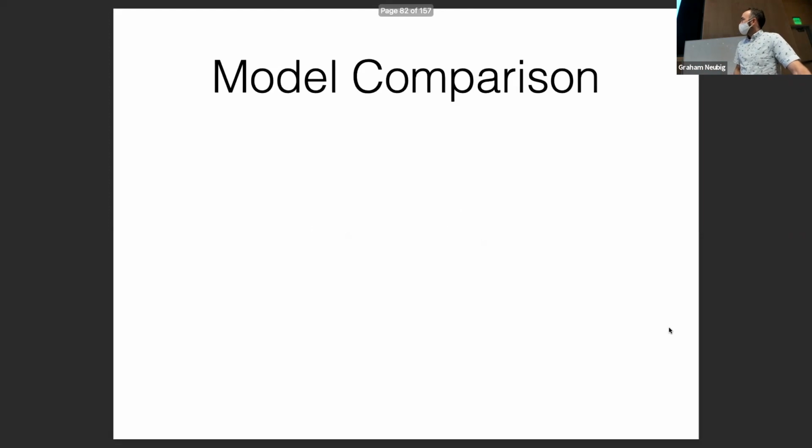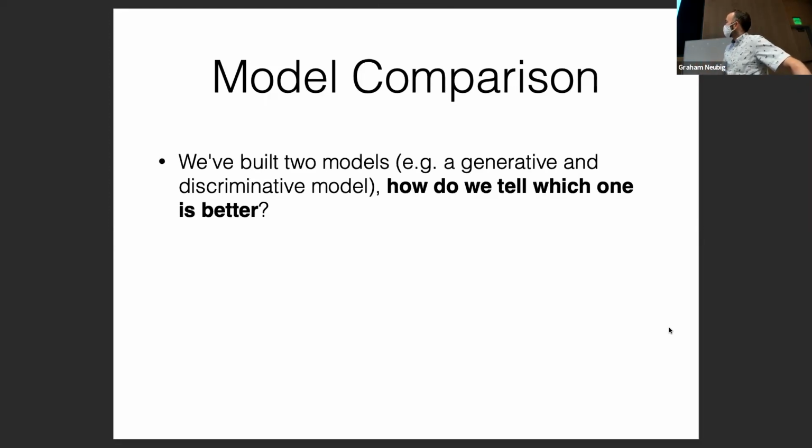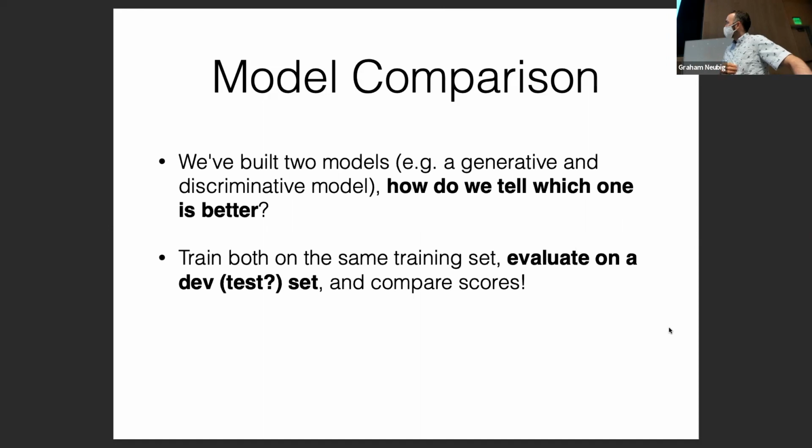So for evaluation, very often what we want to do is model comparison. So we have one model, we have another model, we want to know which one we should be using, or whether a change that we've made to a model is making an improvement. So how do we tell which one is better? The standard way is basically train both on the same training set, evaluate on a development set or test set, and compare scores. Basically, whichever one has a higher score is the one that we think is better.